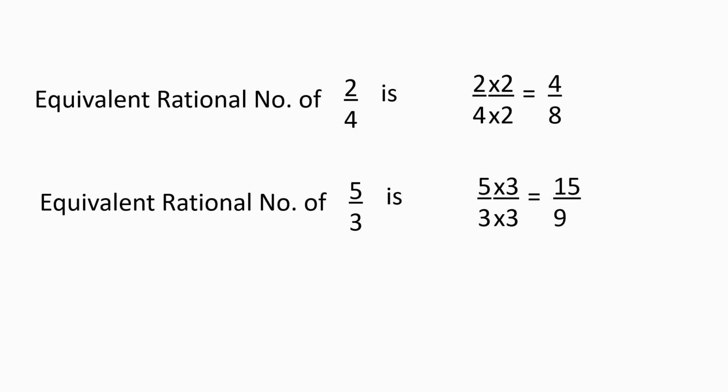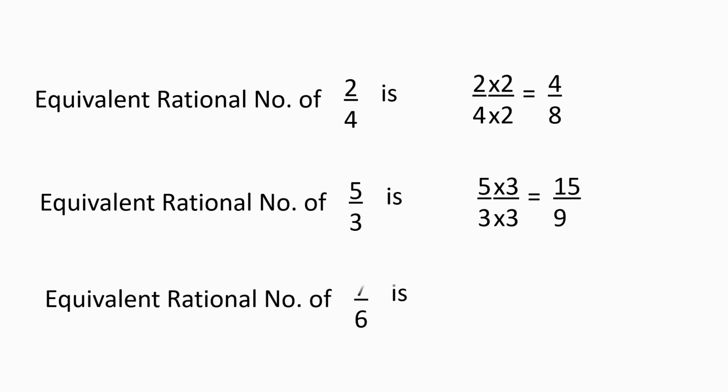Let's take another example of the fraction 7 by 6. To find its equivalent rational number, we can multiply both the numerator and denominator by the same number, say 4. This gives us 28 by 24, which is an equivalent rational number.